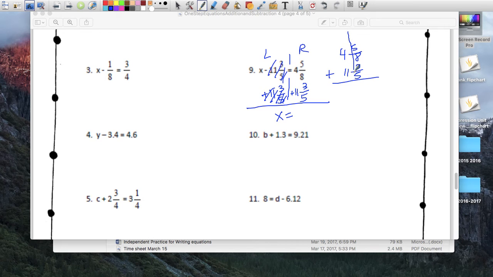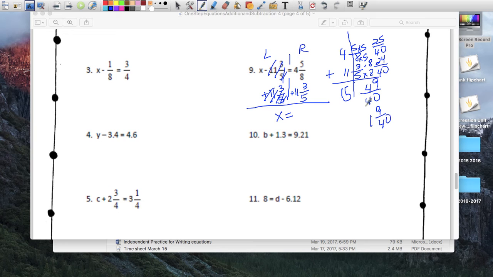I'm going to add 11 and 4, and that's 15 as far as my whole numbers. My fractions I can't add because they have different denominators. So the LCM is 40. 8 times 5 is 40, so times 5 on top is 25. 11 times 8 is 40, so times 8 is 24. Now I can add because the denominator is the same, so it's 40, and on top I get 49. This I will change to a mixed number, which is 1 and 9/40.